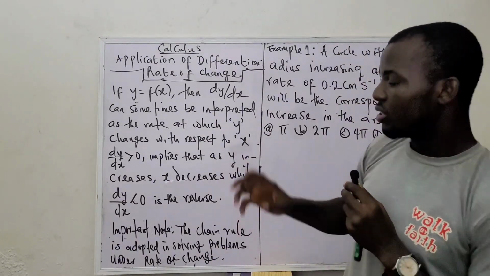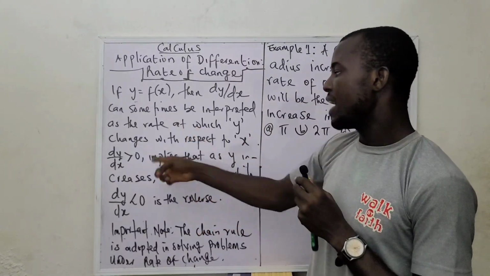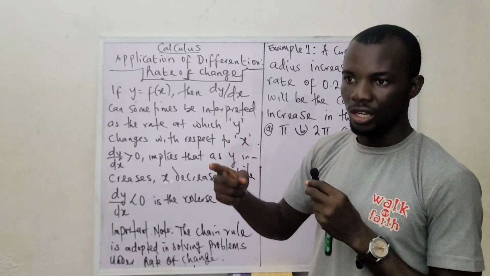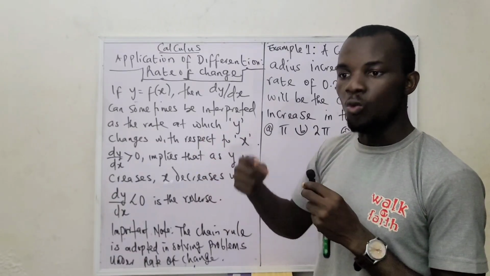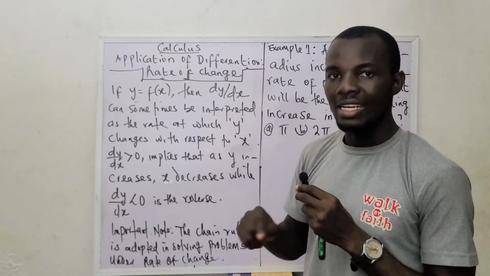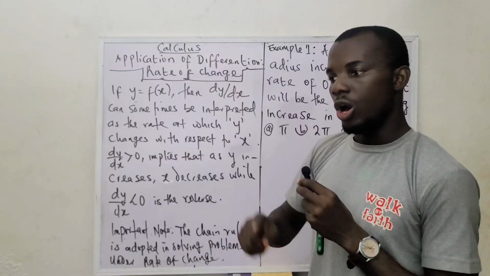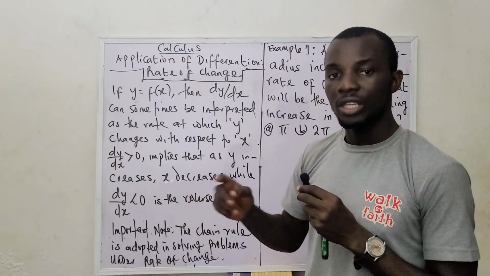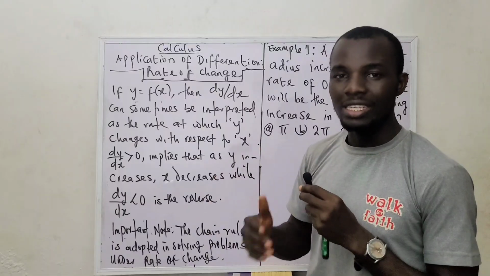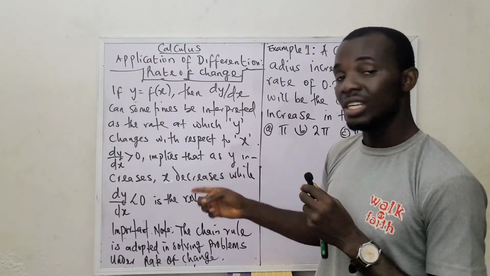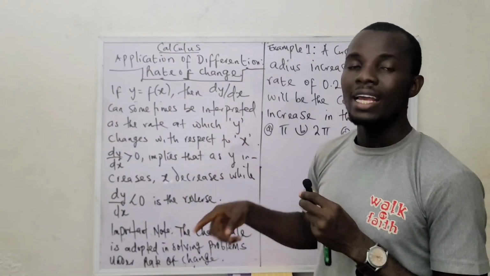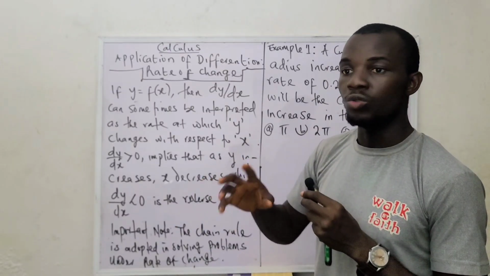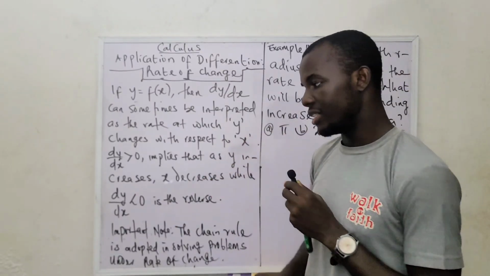Now, there are two things to note. When the change in y with respect to x is bigger than 0, we say that y is increasing as x increases. On the other hand, if the change in y with respect to x is less than 0, then we say that y decreases as the x value increases.